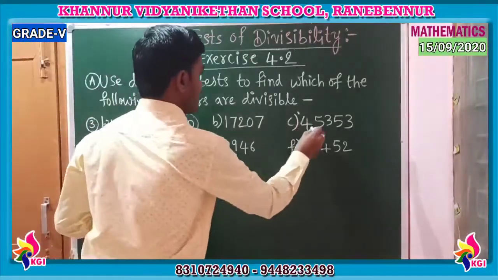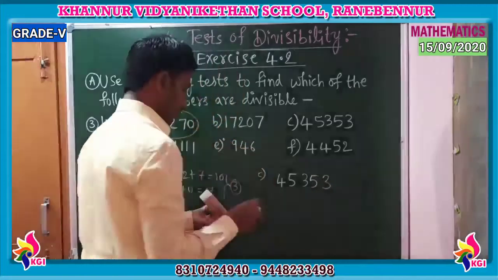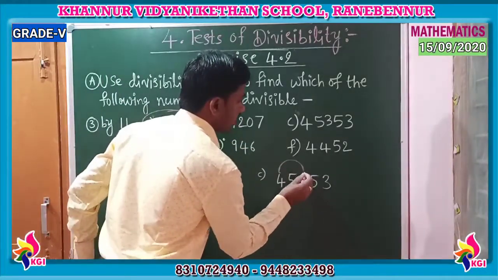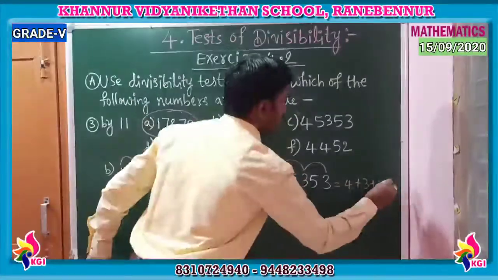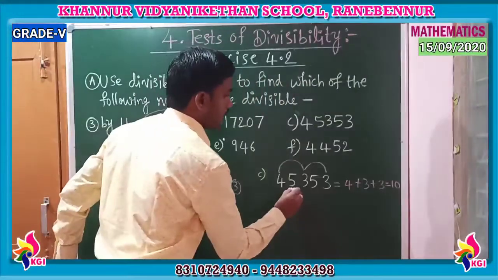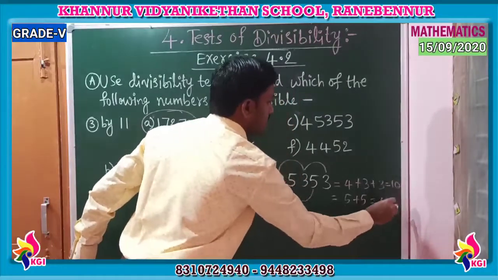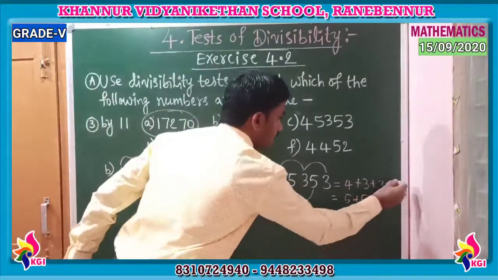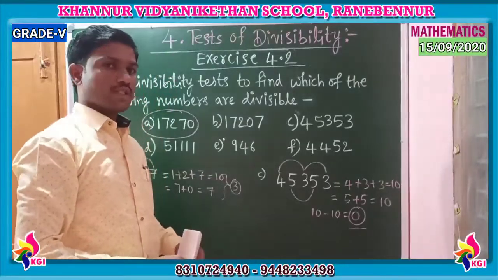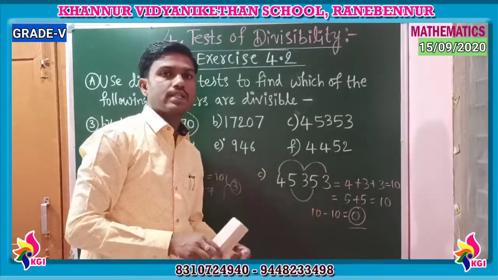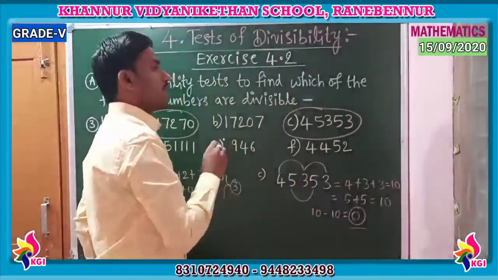Next one, what about this C? 45,353. Sum of its alternate digits: the first, third and fifth digits, 4 plus 3 plus 3, is equal to 10. Next, the second and fourth digits: 5 plus 5 is equal to 10. Their difference, 10 minus 10, is 0. So if the difference of the sums of its alternate digits is either 0 or 11, the number is divisible by 11. So this C is divisible by 11.